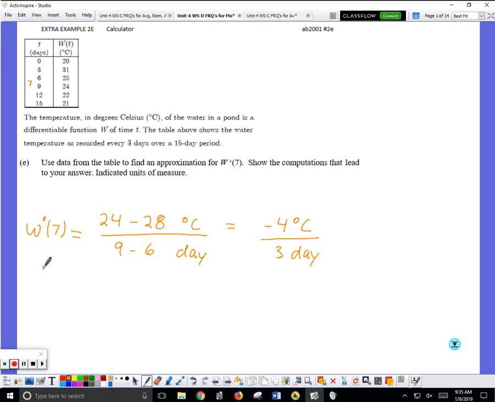Here's, all eyes on the board, everybody. The units are worth a lot of points on the AP test. The best way to verify that you're getting the right units is to just look at your numbers one by one. So just saying out loud really will help. Say out loud, what are the units of 24? Celsius. What are the units of 28? Celsius. So the numerator has units of Celsius. What are the units of 9? So the units are degrees Celsius per day. It's that simple. Just look at the numbers, then the units are easy.